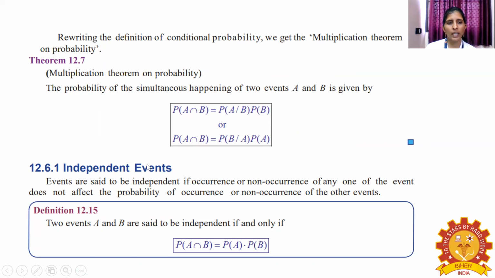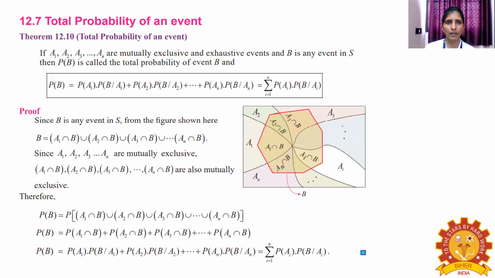And next we move to the independent events. So the events are said to be independent if the occurrence or non-occurrence of any one of the events does not affect the probability of occurrence or non-occurrence of the other events. So two events A and B are said to be independent if and only if P of A intersection B is equal to P of A into P of B.